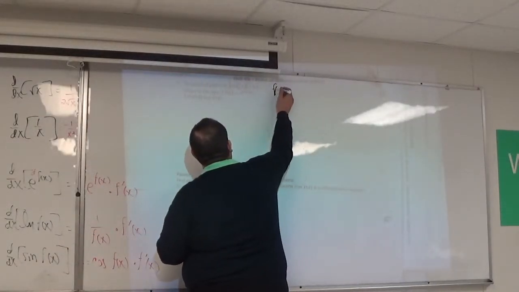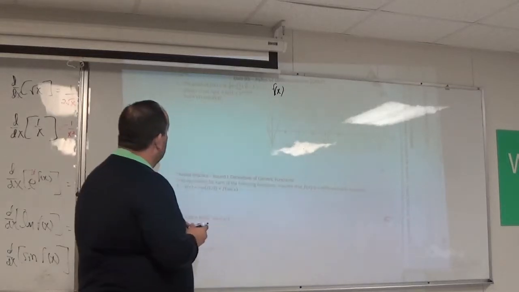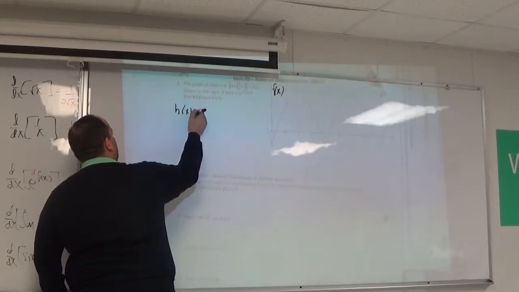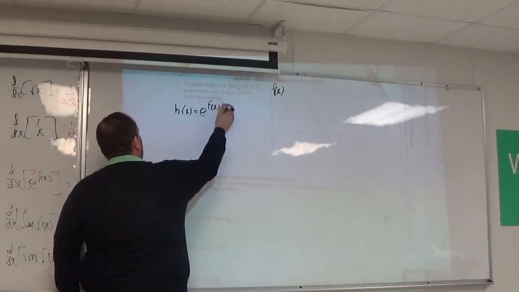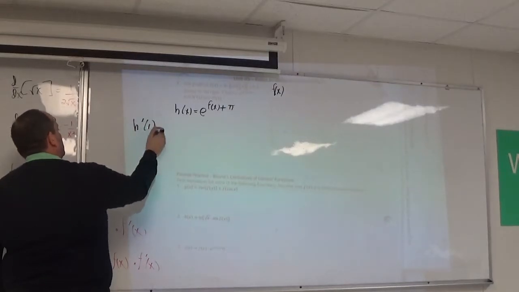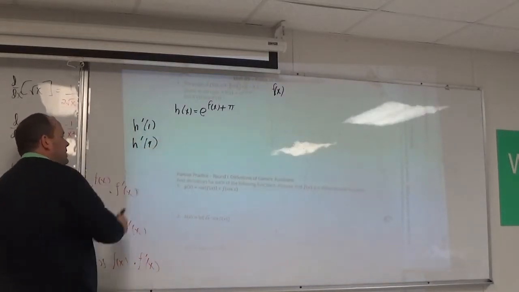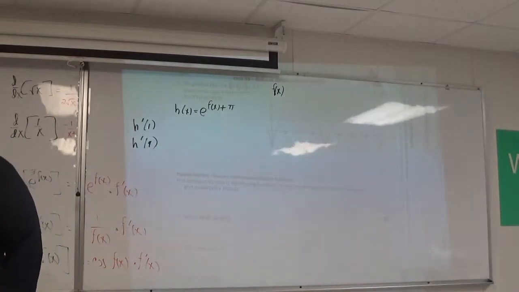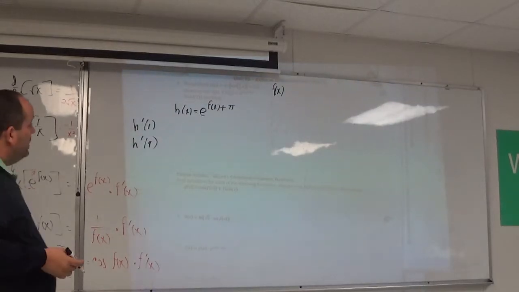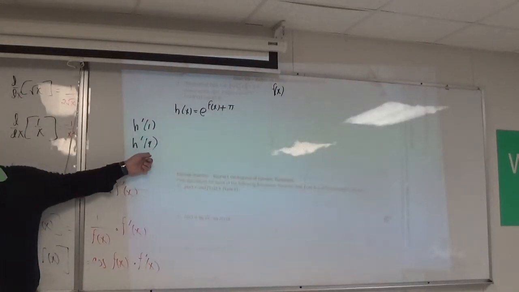So here's the graph of f. H of x is equal to e to the f of x plus pi. I need h prime of 1 and h prime of 4. I will tell you there are lots of points available for even getting a good start here. You need h prime of 1 and h prime of 4. So where do you start?